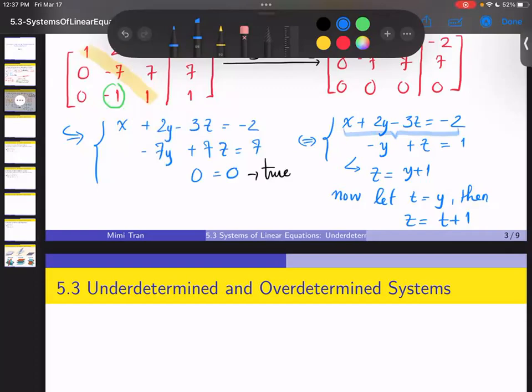So far, so good. You've got to remember the parameter t that I asked you to use. You can let t equal z if you like. Nothing wrong with that. If you let z equal t, then you have to subtract 1 from both sides. Then y equals z minus 1, or t minus 1. It doesn't matter. It's the same thing.